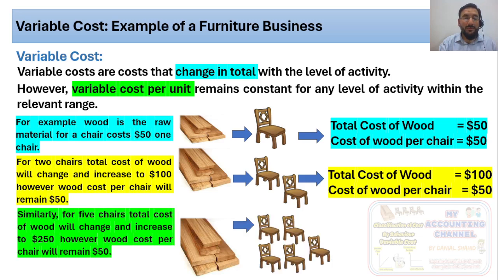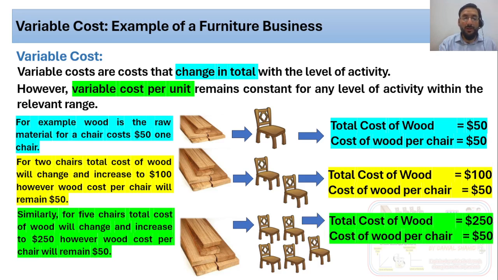Now if the business is going to manufacture 5 chairs, then the total cost will become $250, whereas the cost of wood per chair will be $50. So again, you have seen that in case 1 the total cost was $50, in case 2 it was $100, and in case 3 it was $250.